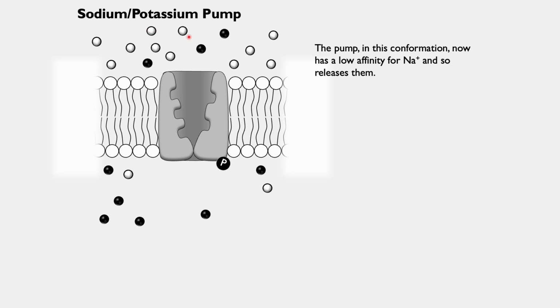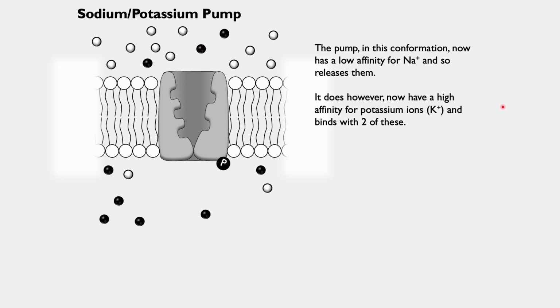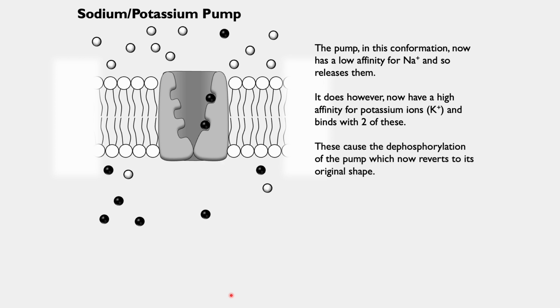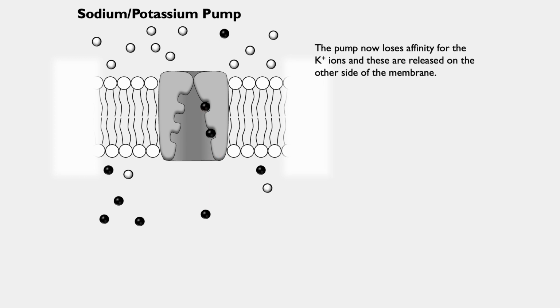Once these 3 sodium ions go back into the extracellular fluid, the potassium ions that are present, which are these 2 potassium ions shown here in black, can enter the sodium-potassium pump. This causes a dephosphorylation of the pump, meaning that phosphate group is removed, and when the potassium re-enters inside of the cell's cytosol, it actually induces a conformational change, and it goes back to its original shape. The pump now loses affinity for these potassium ions, and they're released back inside of the cell. So now ATP can bind to the pump, and this process repeats.